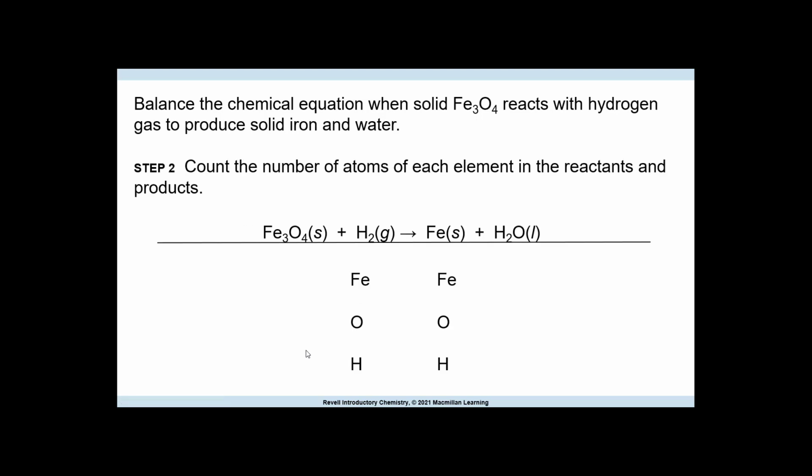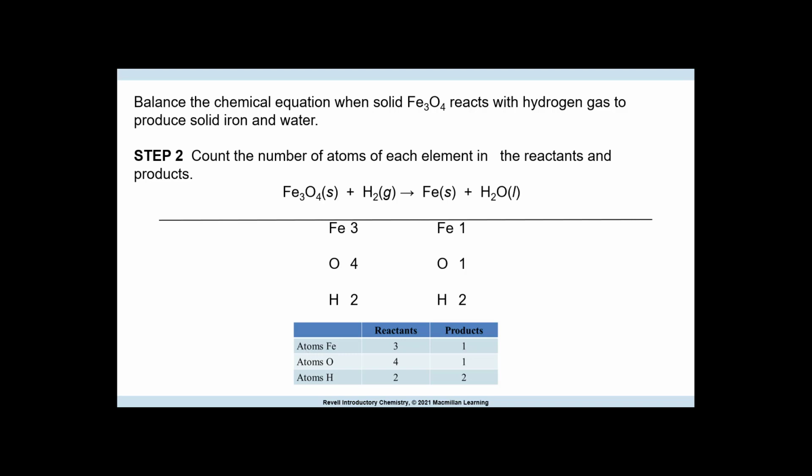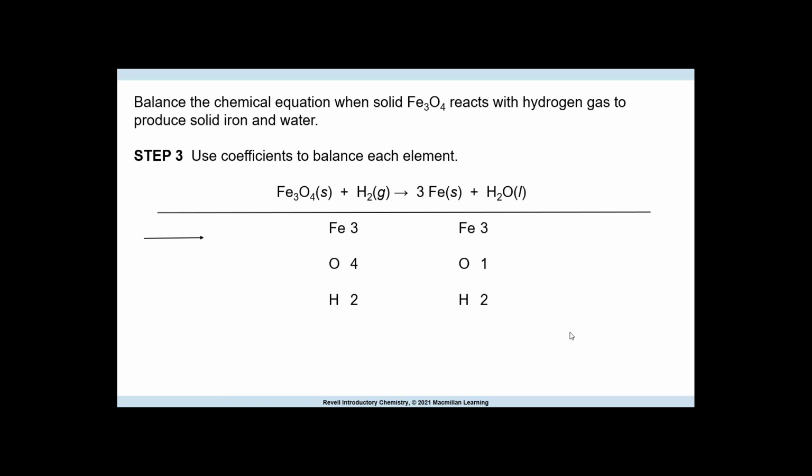Okay, so now we want to balance this. So we're going to start balancing out. Let's start with iron. So here we have 3 irons, we have 4 oxygens, we have 2 hydrogens, 1 iron, 1 oxygen, and 2 hydrogens. All right, so now let's start with iron. So I have 3 here, so I'm going to add a 3 here.